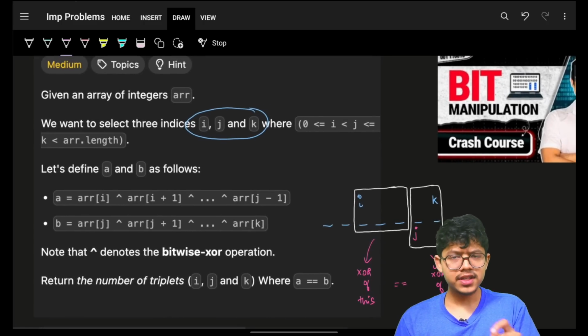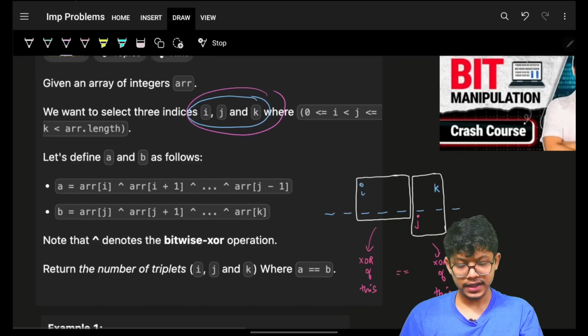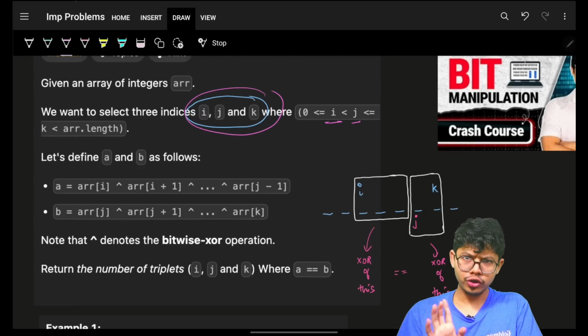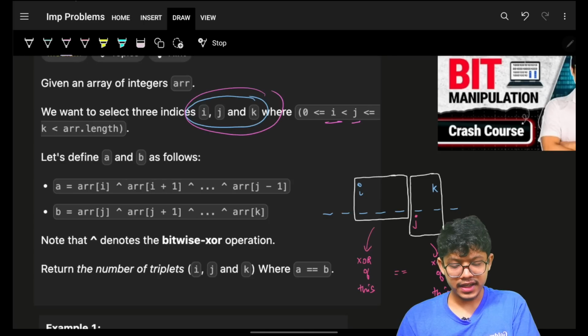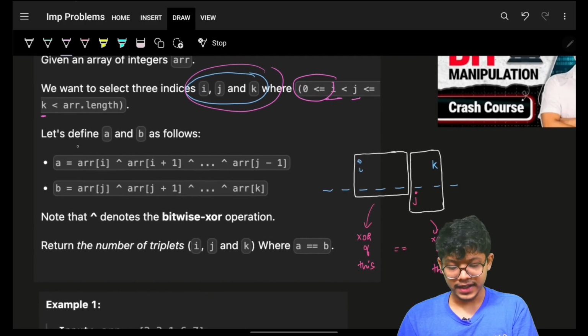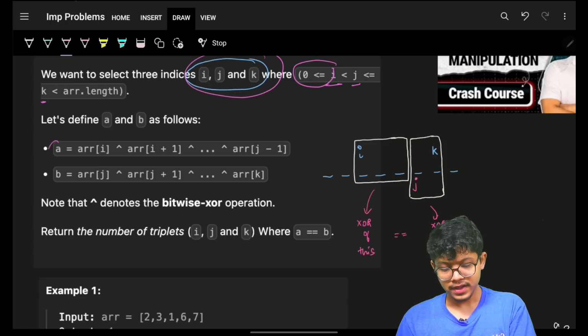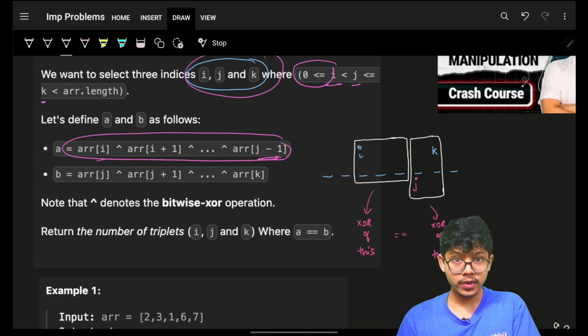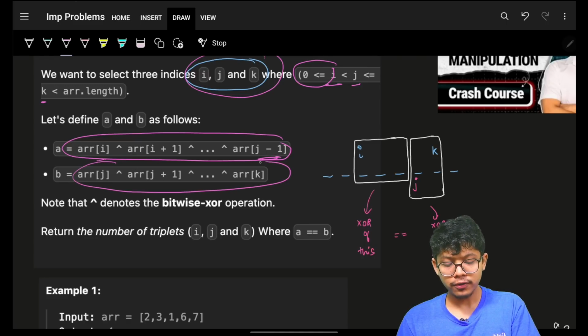Now, starting off, it simply says that you have to select 3 indexes i, j, and k, such that i and j should not be matching, and j and k can be matching, and i can be the starting index, j can be the ending index also. And we have to determine a and b, defined as follows. a is the XOR from i to j minus 1. b is the XOR from j to k.